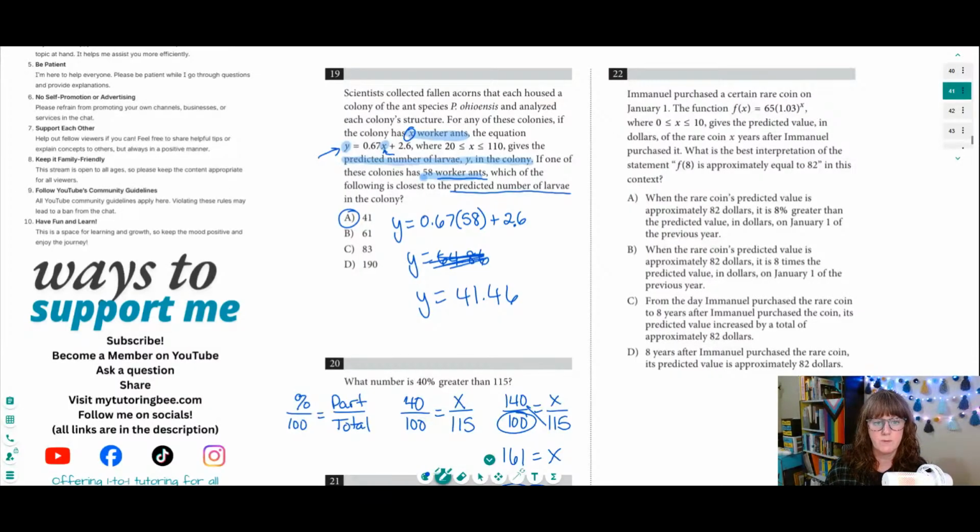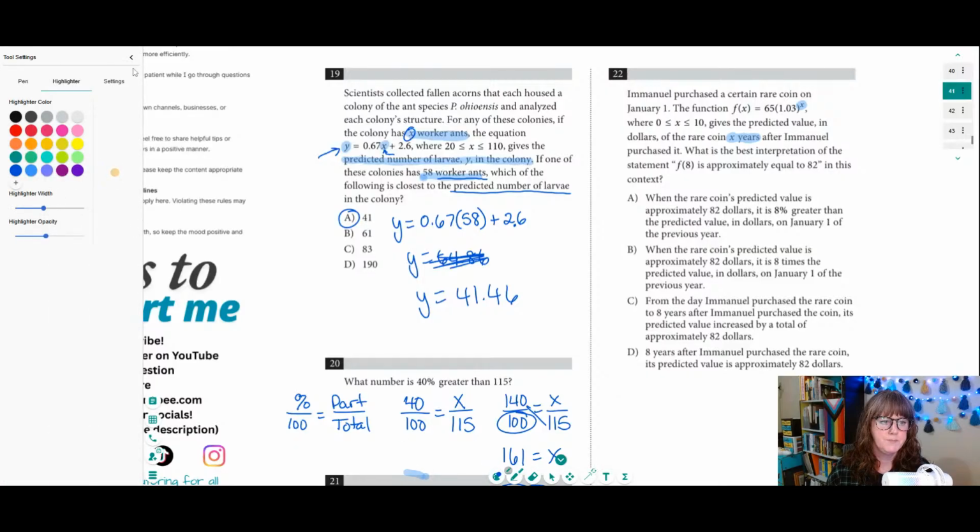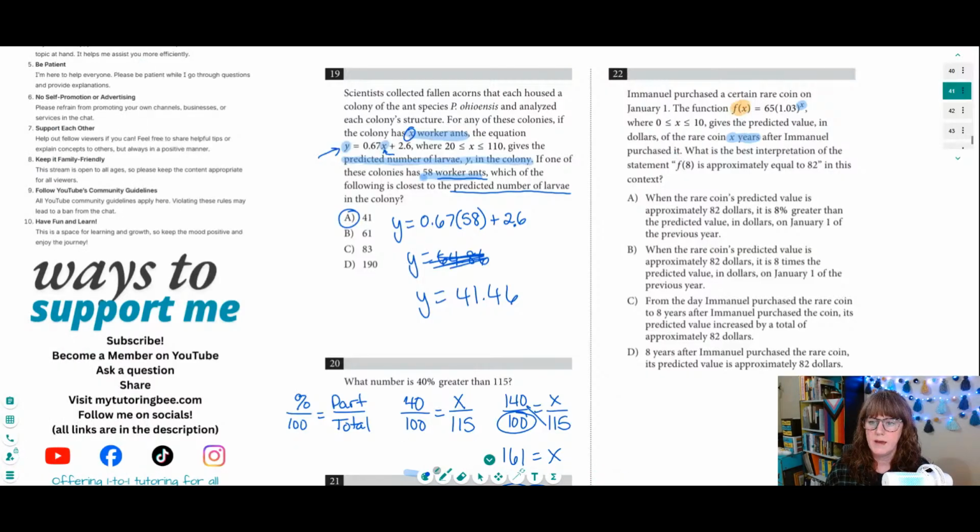This is very similar to that first problem, the problem about the ants that we did already. So let me just highlight a couple of things here. So x represents the number of years. So this exponent represents the number of years after Emmanuel purchased it. So that tells us. And then again, let me do maybe a different color. The f of x gives the predicted value. So however many years he has this coin, we do this math, and then that's going to tell us the predicted value of that coin.